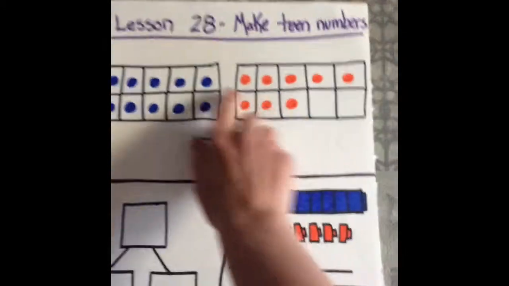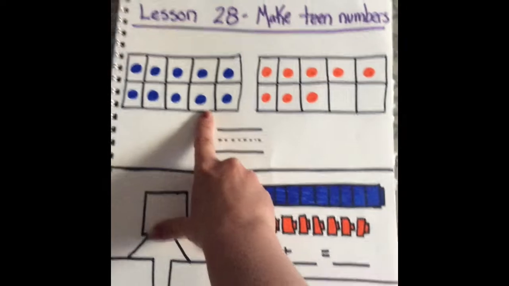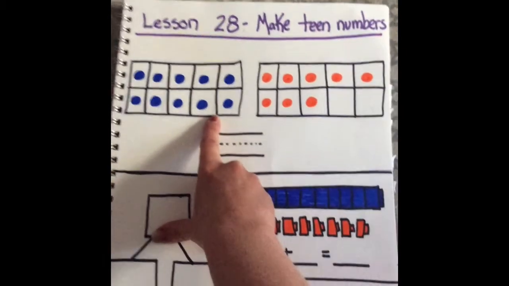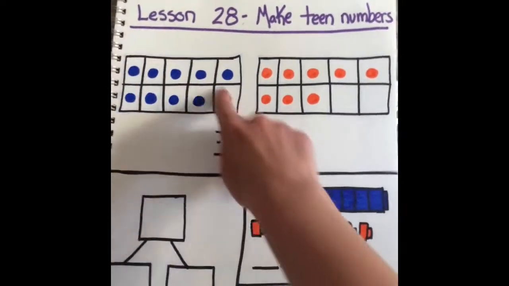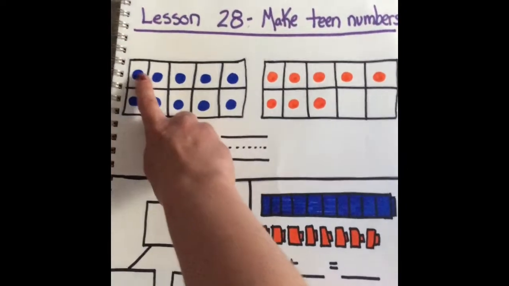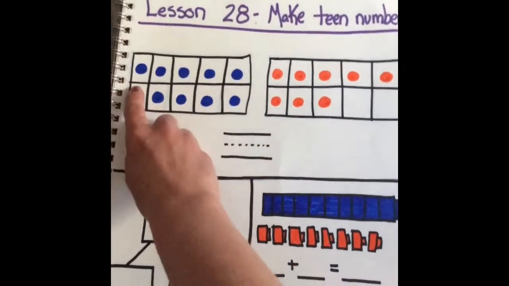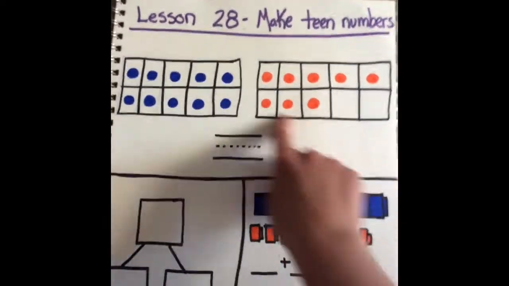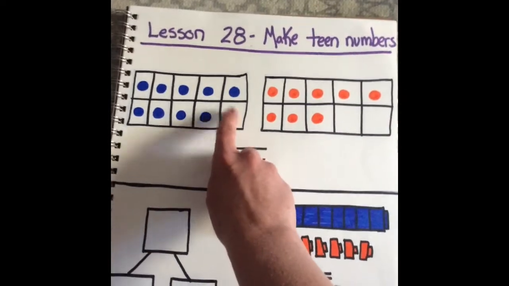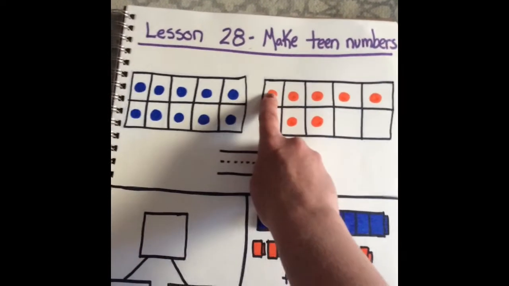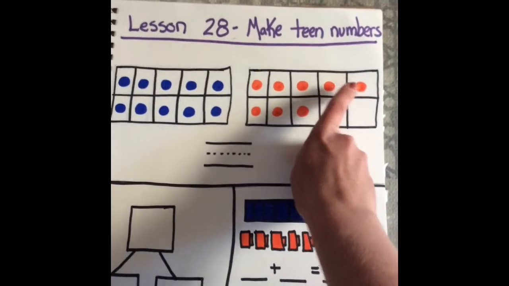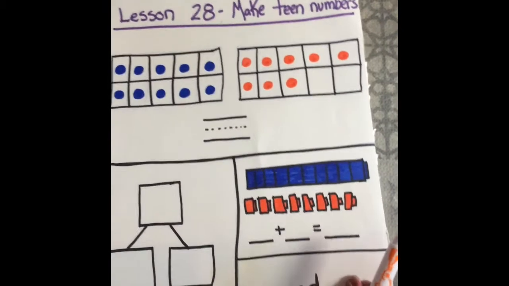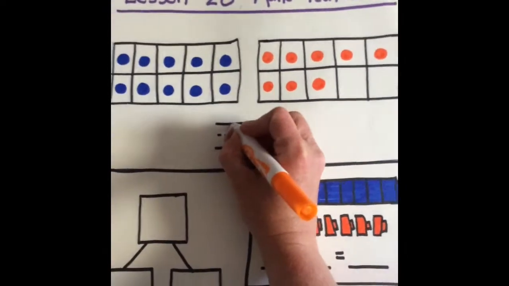So let's look at the two 10 frames here. I see I have one 10 frame which is completely filled in. When I have a 10 frame that's completely filled in, I know this represents 10. And if I counted them, I'd see 1, 2, 3, 4, 5, 6, 7, 8, 9, 10. But I have two 10 frames here, and I have some extras over here. So I'm going to put this 10 in my head and count on 11, 12, 13, 14, 15, 16, 17, 18. That's like what you were working on last week. So I'm going to write 18 here.